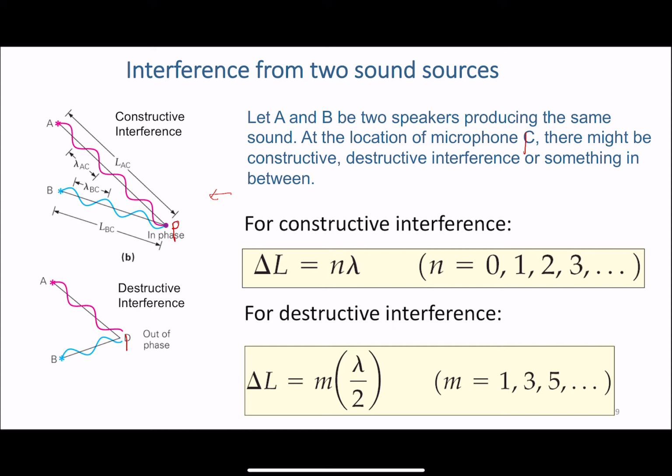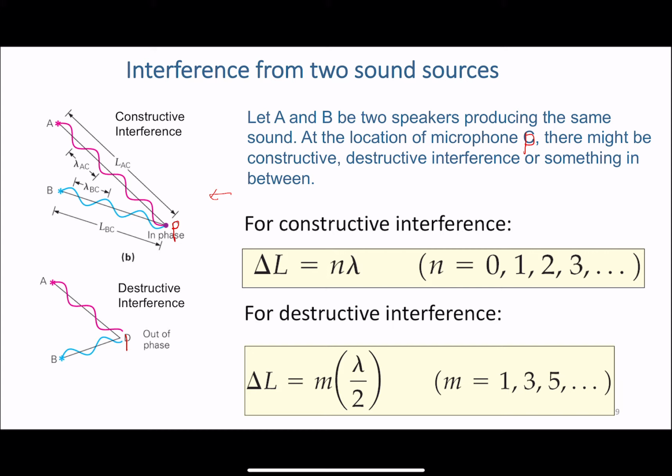I'll just call it P. We have a microphone at location P. The question is, at the location of P, will we get constructive interference or destructive interference or something in between? That's what we want to find out. And we are also interested in what conditions would lead to constructive interference at P and what conditions would lead to destructive interference at P.